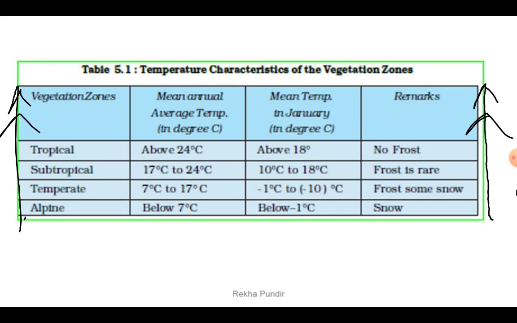Because in subtropical, temperate and alpine there is snow, and in tropical there is no snow, so we have taken snow as the common point here. In tropical there is no frost, in subtropical frost is rare, there is a little bit of cold. But in the temperate zone frost is also there, and sometimes snowfall is also there, and in alpine vegetation snowfall is there only. Thus pine trees are also grown over there.